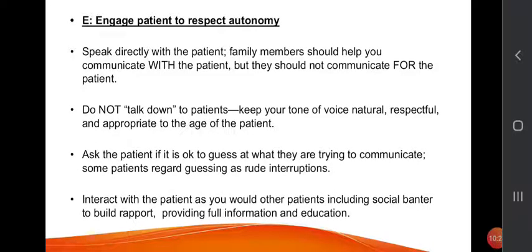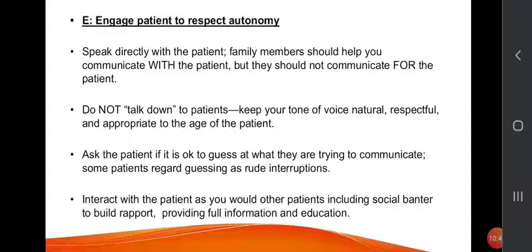And the last principle, E, engage patient to respect autonomy. Speak directly with the patient. The family members should help you communicate with the patient, but they should not communicate for the patient. Do not talk down to patients. Keep your tone of voice neutral, respectful, and appropriate to the age of the patient. Do not try to treat them as a child.